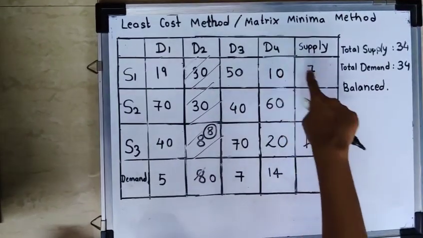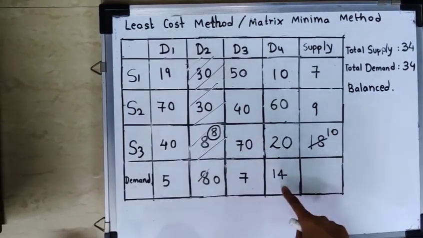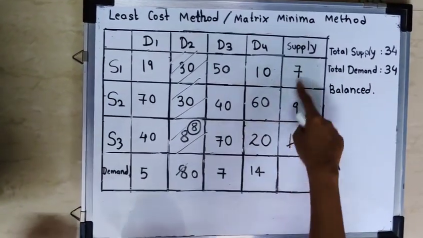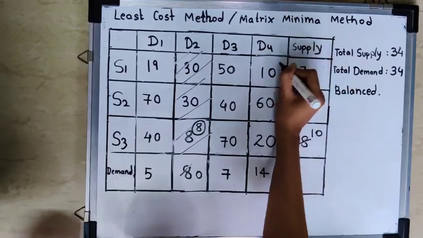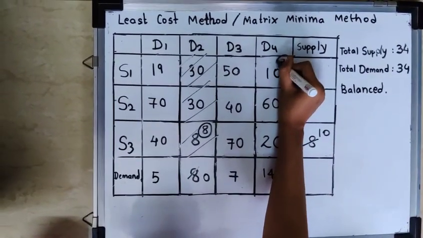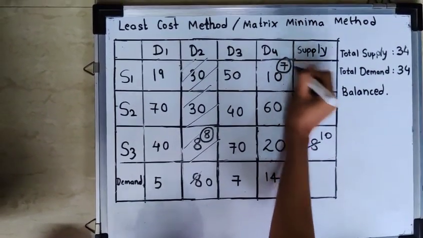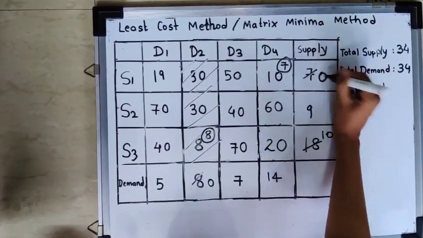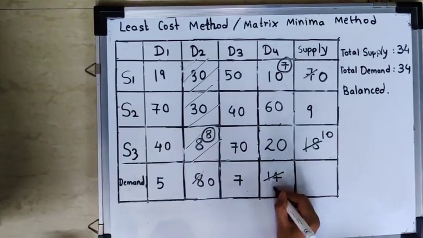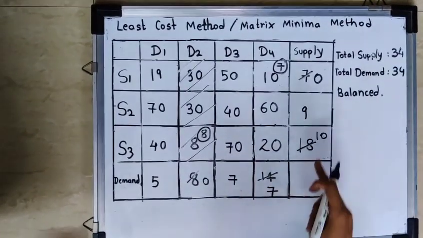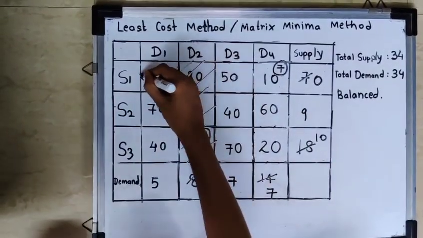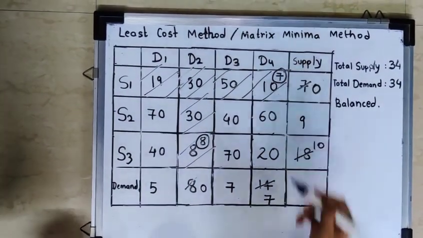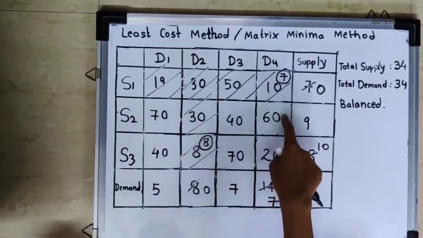We check its corresponding row and column value. Whichever is the smaller number, we allocate it. So 7 is the smaller among 7 and 14, so we allocate 7 over here. After making an allocation, we subtract 7 from both sides. So 7 minus 7 is 0 and 14 minus 7 will be 7. Now this row has become 0, so we are going to eliminate it. We don't want it.